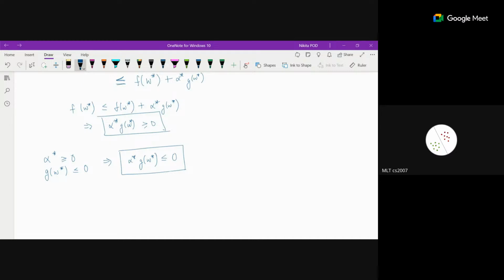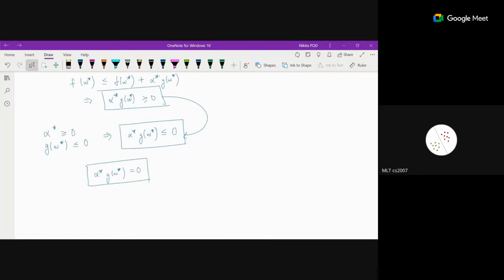So we got two results. At one place, we got alpha star g of w star to be greater than or equal to 0. On the other hand, we also got alpha star g of w star is less than or equal to 0. These two conditions can be satisfied only if alpha star g of w star is equal to 0, right? This is the only case when this can happen. And this equation is what we call the complementary slackness condition.